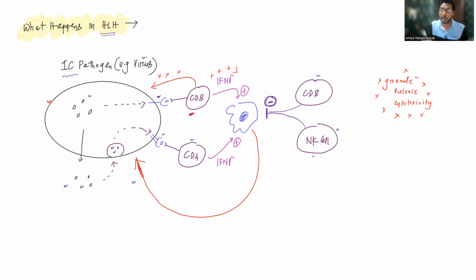So they will produce more and more interferon gamma. They will activate more and more macrophages. So the macrophage activation is significantly increased in this condition. And on the other hand, you can see the brakes that are produced by the CD8 plus T cells and NK cells. Now these brakes cannot be produced.